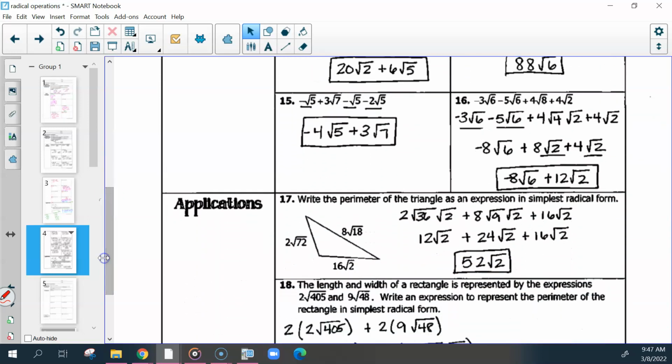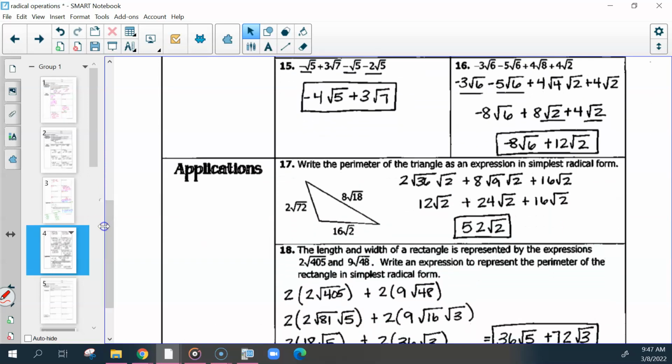15 was negative 4 times the square root of 5 plus 3 times the square root of 7. 17 was 52 times the square root of 2. For number 15, we're supposed to subtract them. Whenever there's just a negative, the coefficient is negative 1, and if it was negative it'd be negative 1. But yes. Do you have any other questions on these?